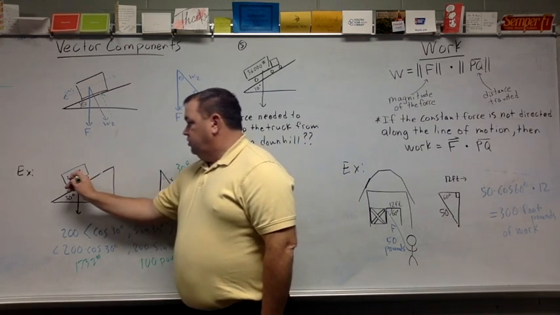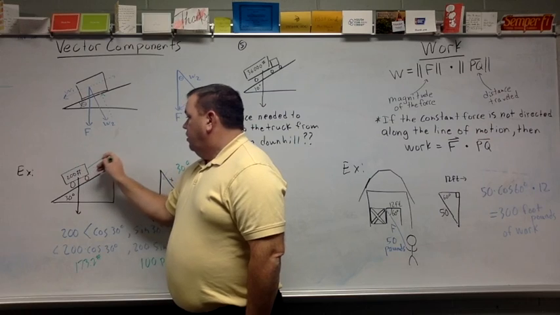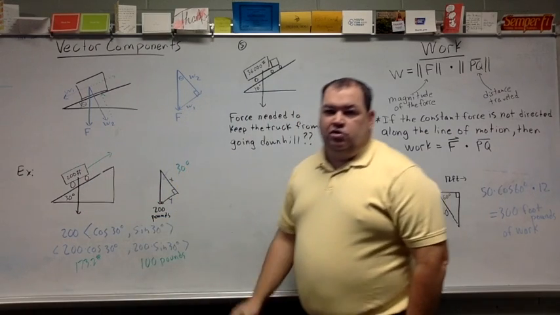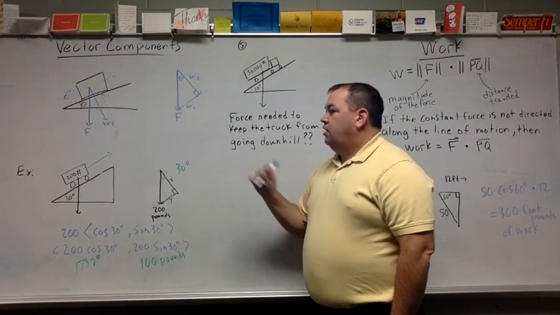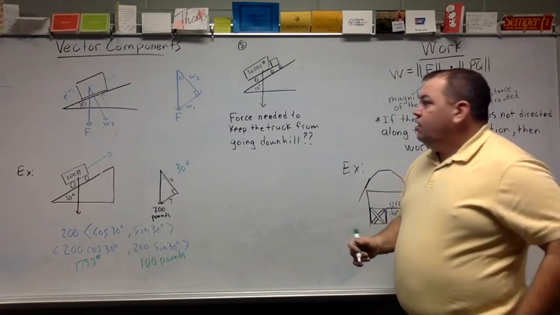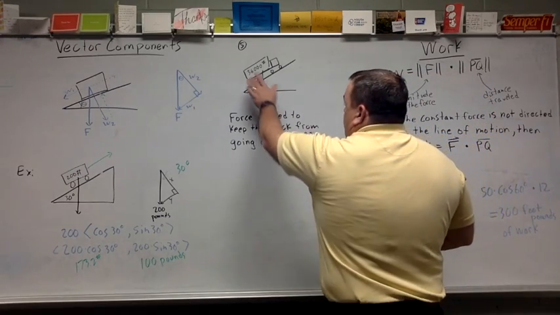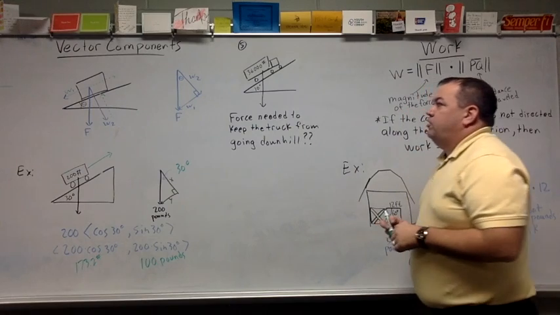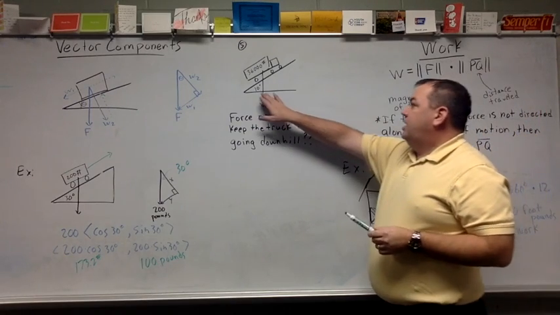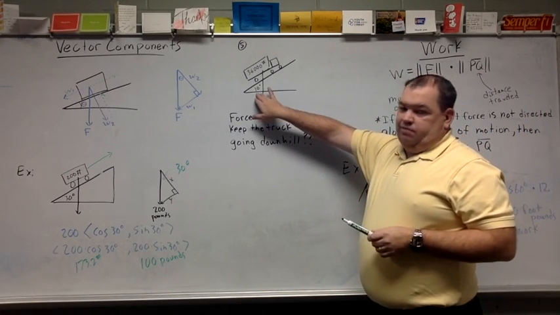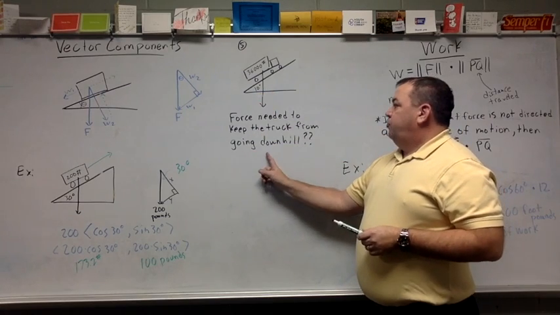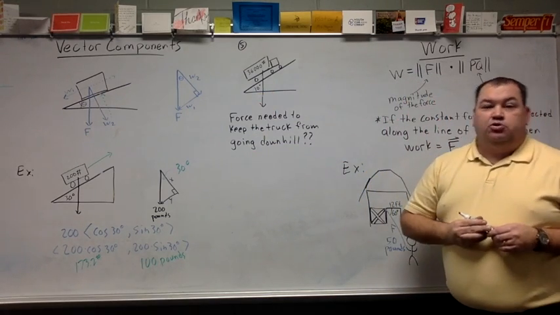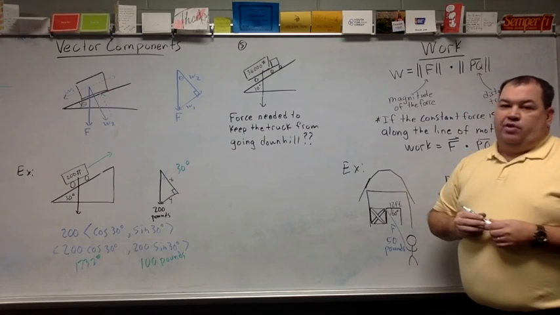That's how much force is going down the hill. That's how much force I have to exert to pull that wagon back up the hill. So let's take this semi problem. A 36,000 pound semi sitting on a 10-degree incline. And we want to come up with the force that's needed to keep this truck from going down the hill.